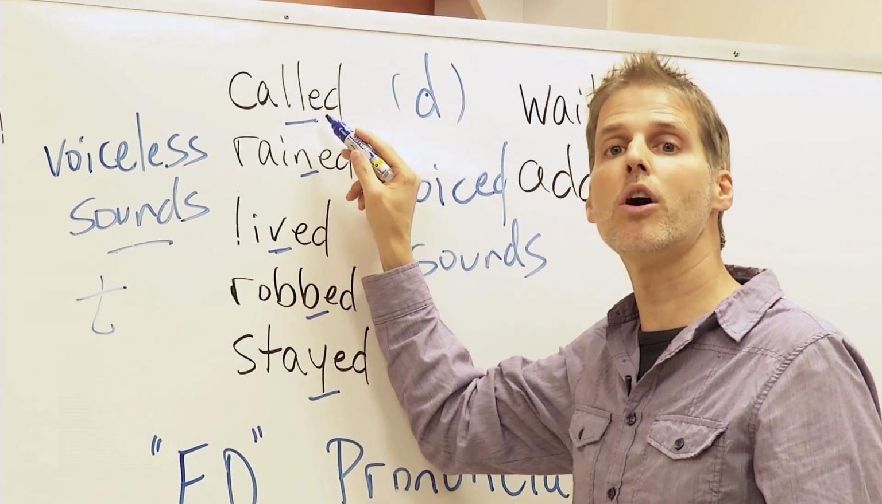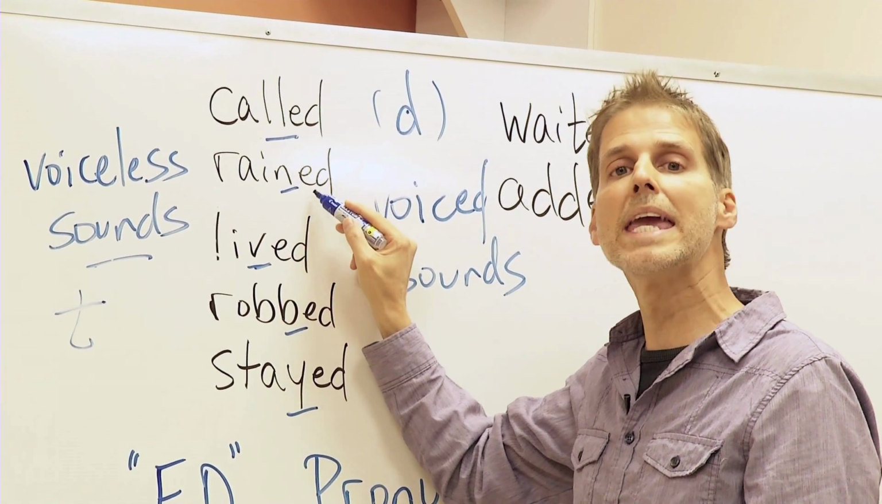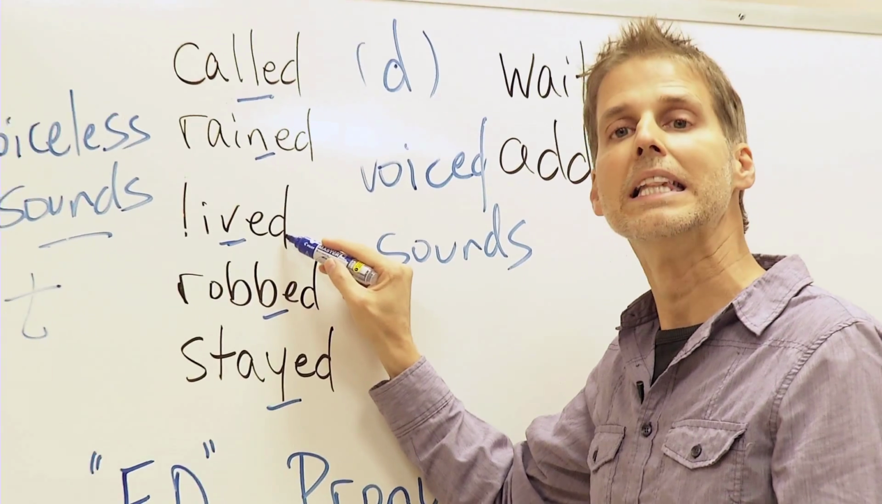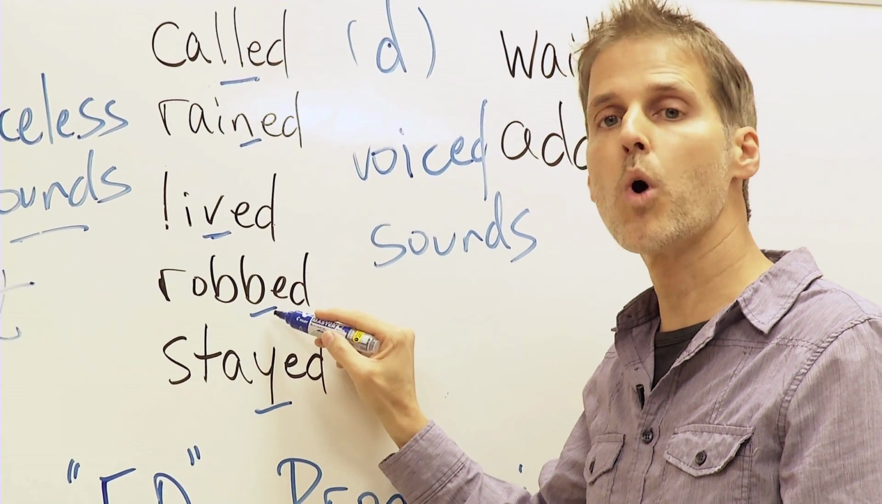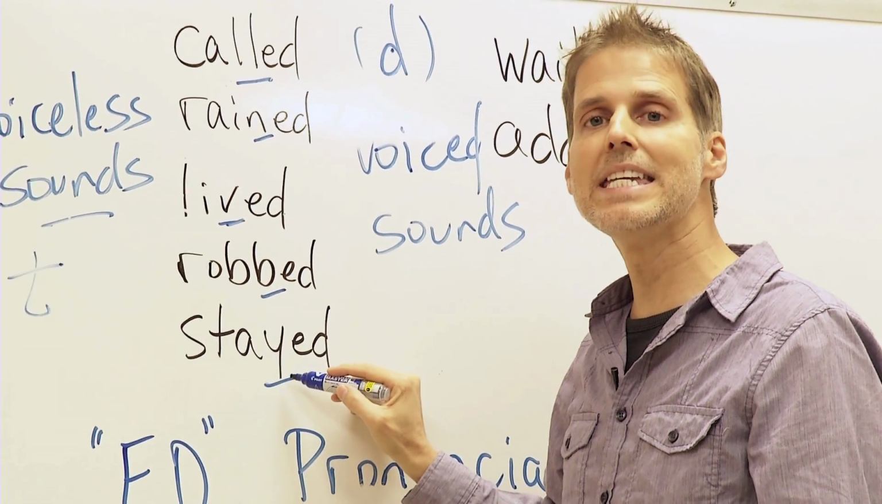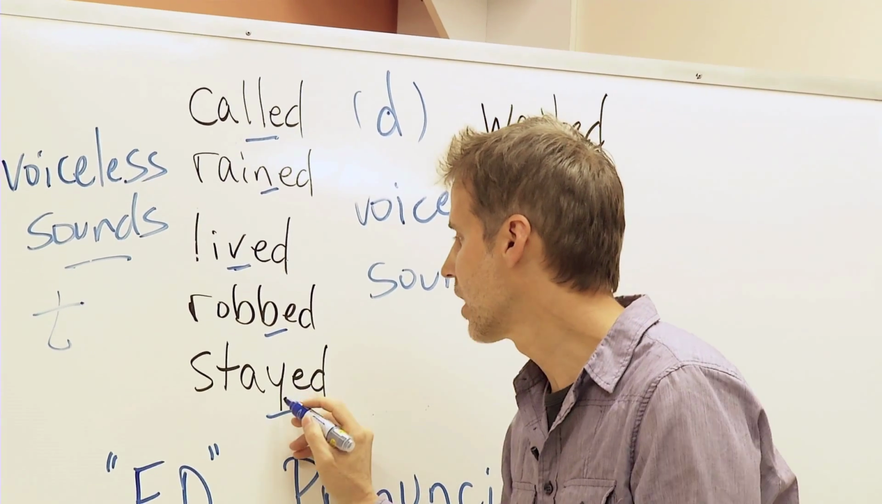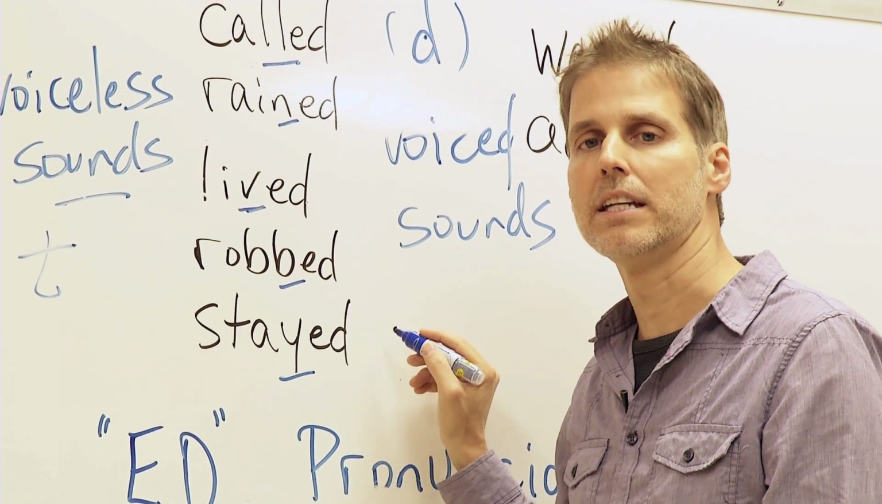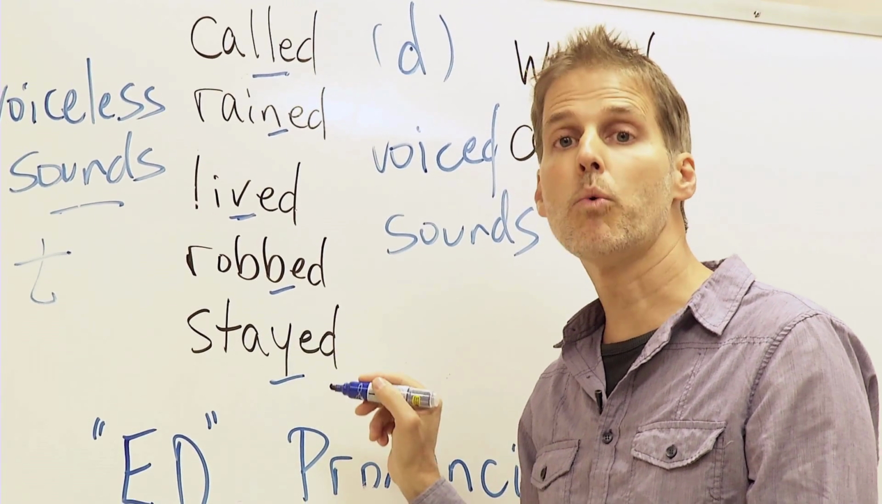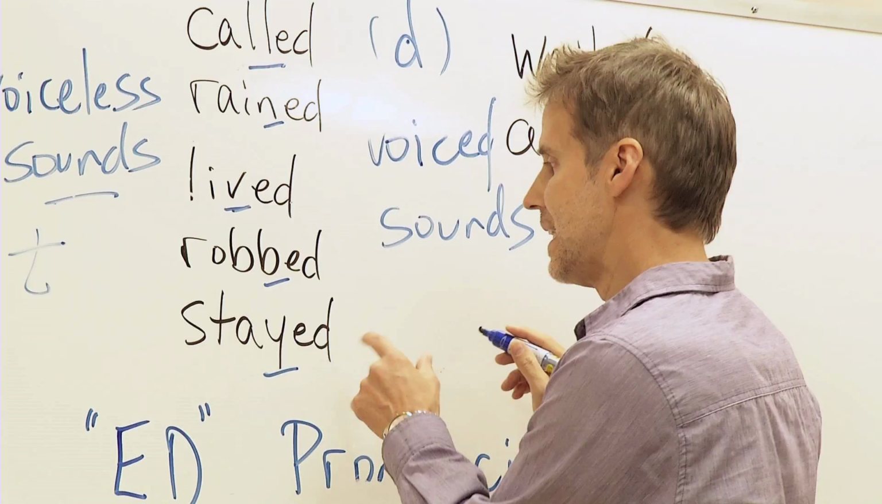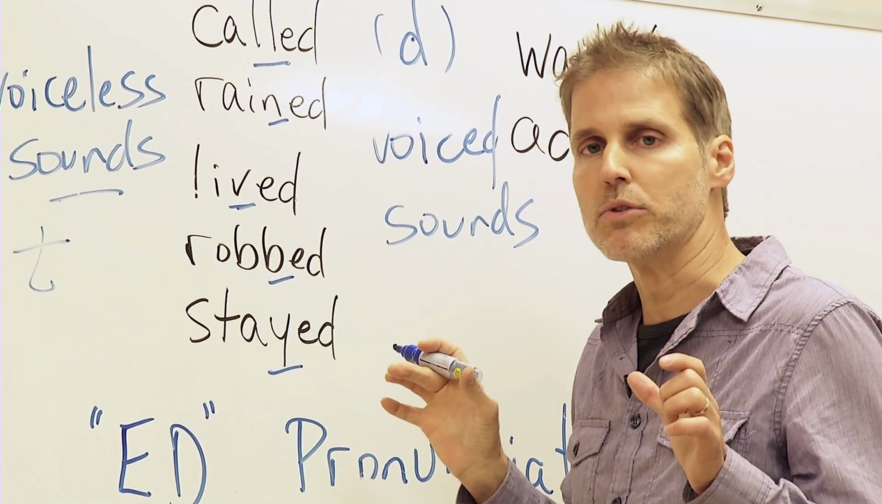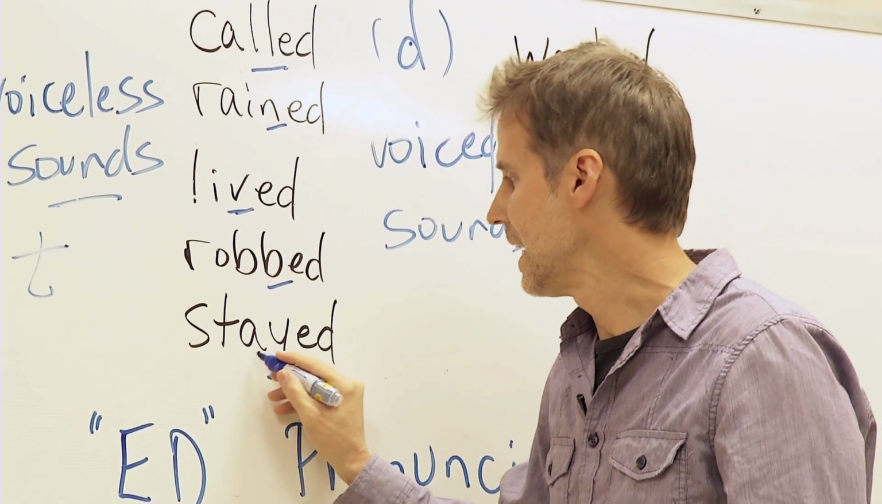The first one is called, reigned, lived, robbed, stayed. Here, you'll notice that when you pronounce this word stay, you don't hear the Y. The Y is silent. So this is an example of vowel sounds in words.